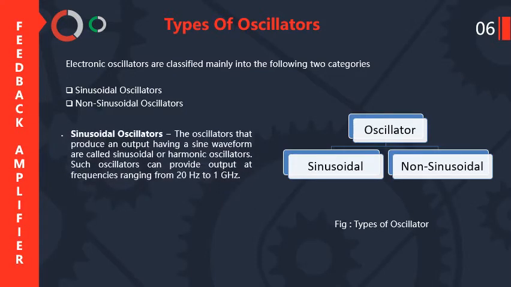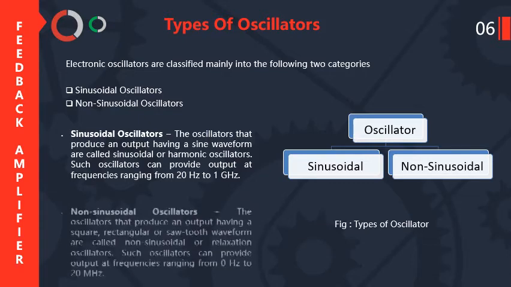So what are sinusoidal oscillators? The oscillators that produce an output having a sine waveform are called sinusoidal or harmonic oscillators. Means sinusoidal oscillators को हम harmonic oscillators भी बोलते हैं. Such oscillators can provide output at frequencies ranging from 20 Hz to 1 GHz.